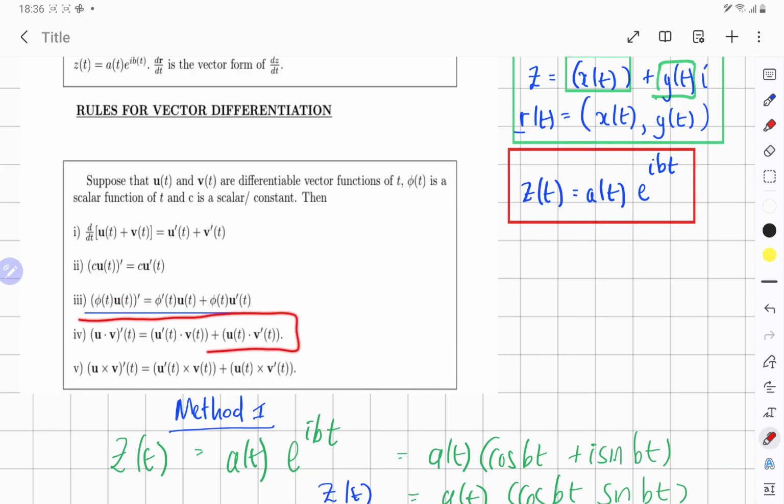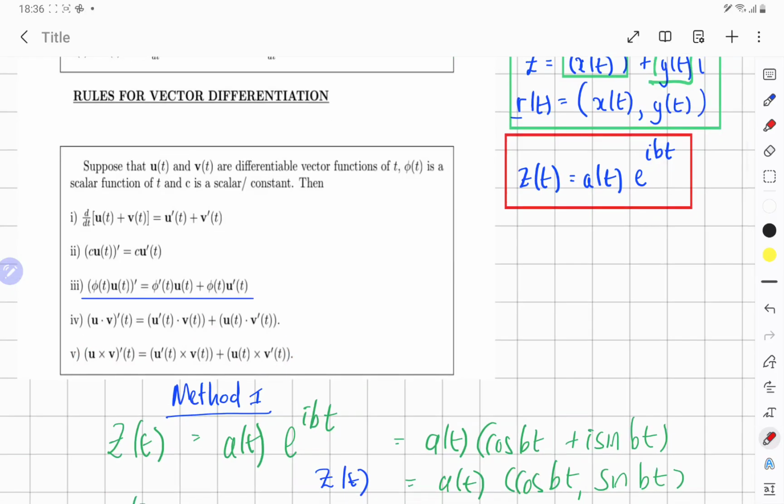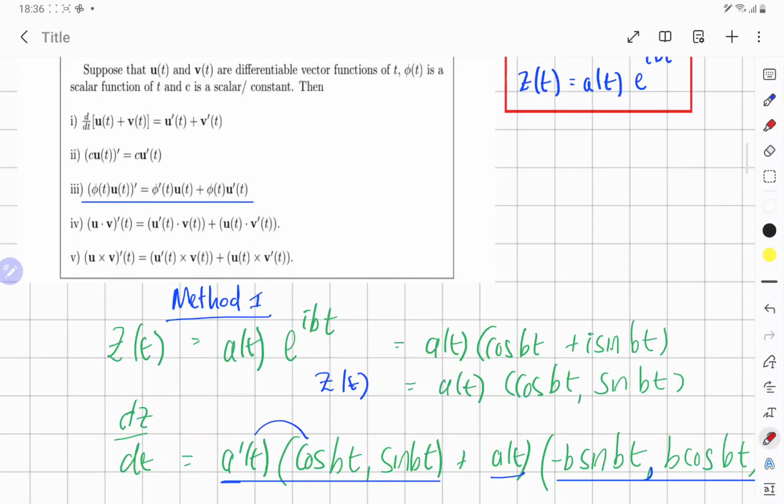Then when we have the derivative of a dot product, also the product rule. Just focus on the dot product between the vectors, and then the same for cross product. But we do use the product rule.